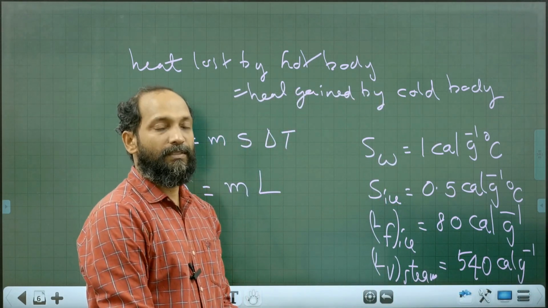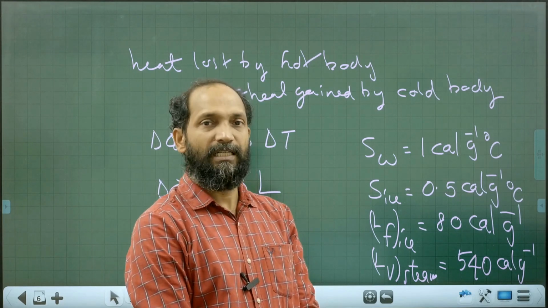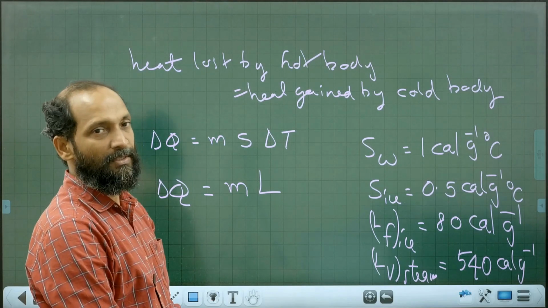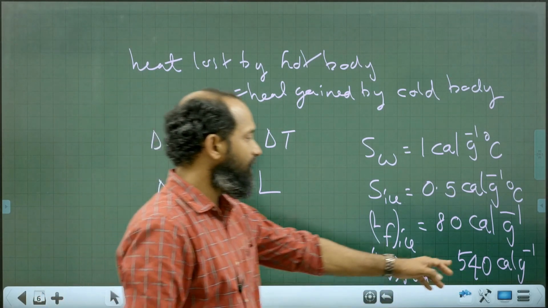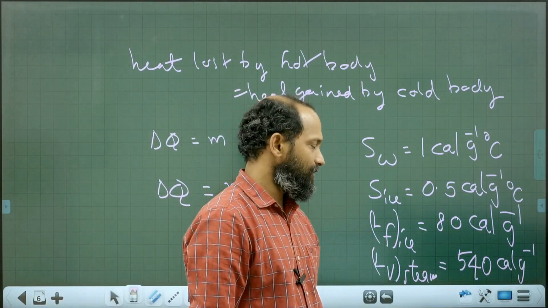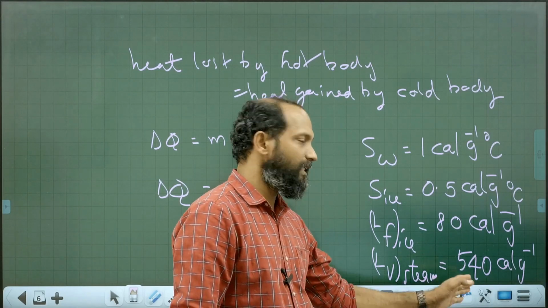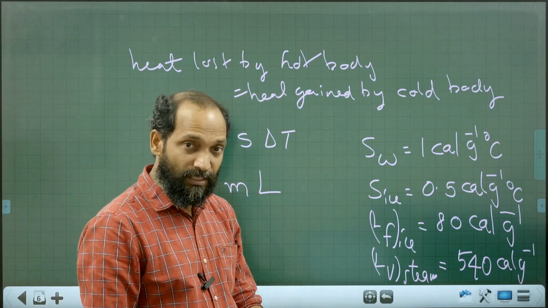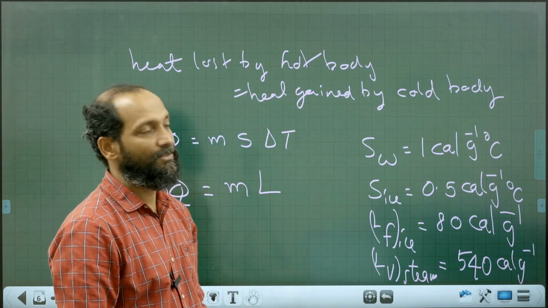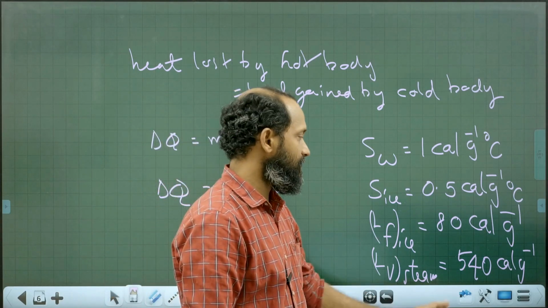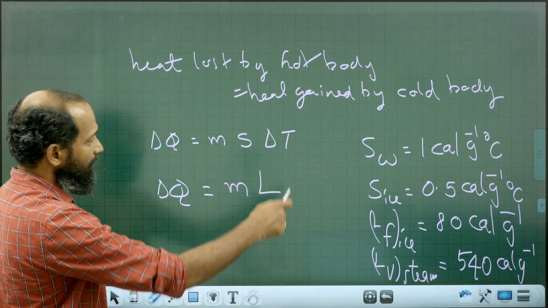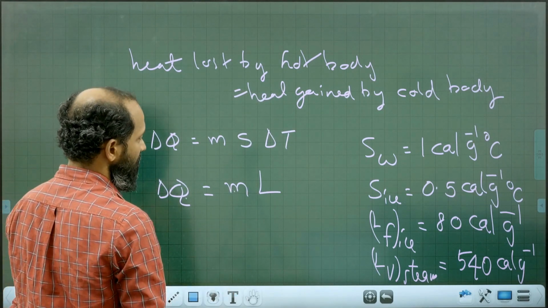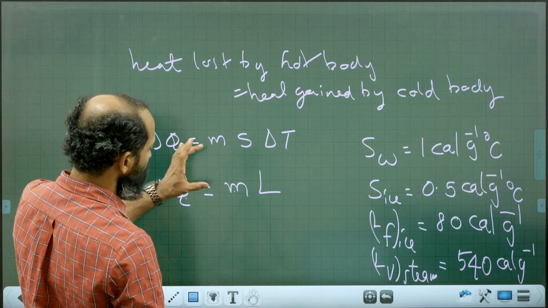Steam causes more burns at 100 degrees Celsius than water at 100 degrees Celsius because it carries latent heat. Every 1 gram of steam possesses 540 calorie energy extra than that of the corresponding water at 100 degrees Celsius. Okay, water at 100 degrees Celsius, 540. So try to learn all this by heart. Delta Q equal to mL. m is the mass, L is the specific latent heat. Okay, these two formulas are essential for that.